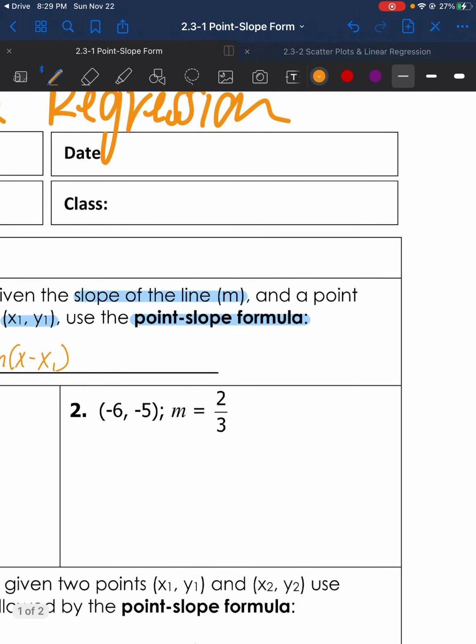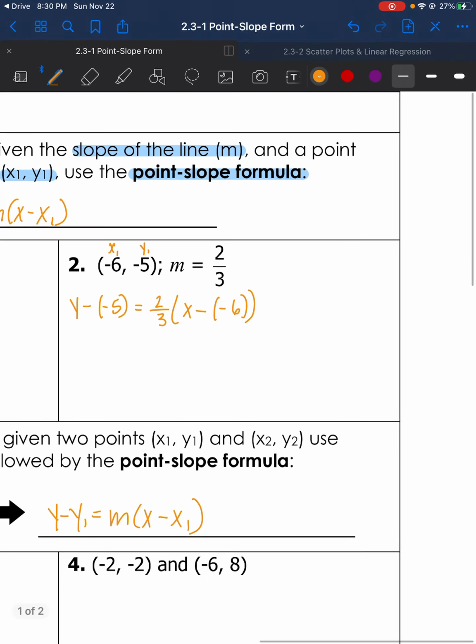All right, number 2, this is x1 and this is y1. So we have y minus y1, which is -5. So y minus -5 is equal to m, which is 2/3, times x minus x1. x1 is this -6. So again, I'm keeping the negatives in parentheses so that we don't lose track of what's actually happening here. So if we simplify y minus -5, that's actually y plus 5 is equal to 2/3 times x minus -6, which is actually x plus 6.